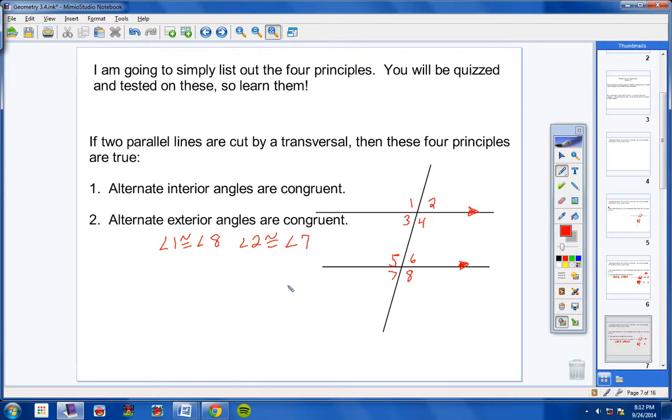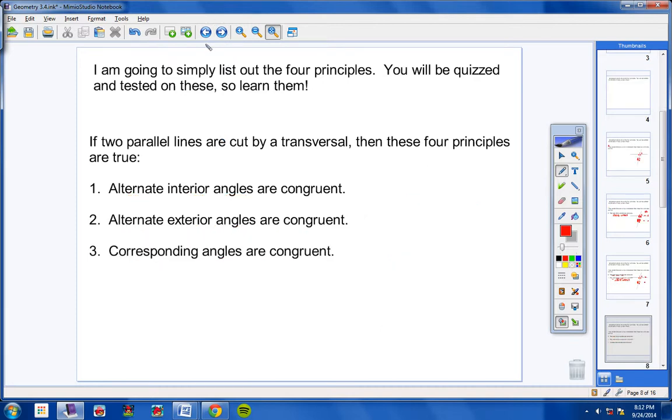So once again, if two parallel lines are cut by a transversal, the alternate interior angles are congruent and the alternate exterior angles are congruent. All right, moving on to principle number 3.